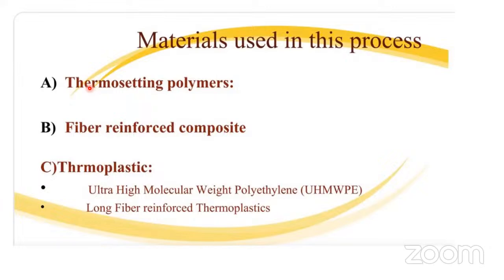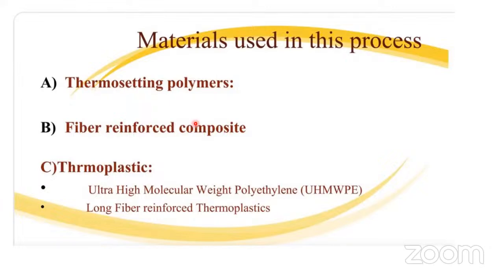Therefore, any thermoset has three types: A stage, B stage, and C stage resin. I told you, A stage means pure polymer. B stage means polymer with additives. And C stage means after molding the B stage resin plus additives, you are getting the final product. That product is called as a C stage resin.